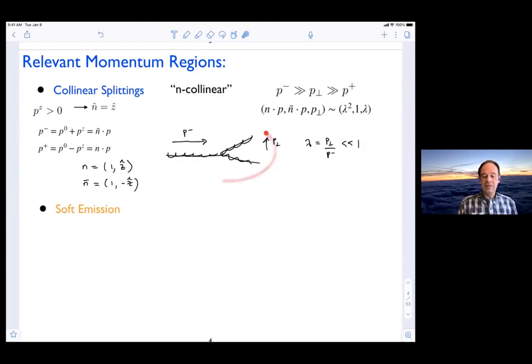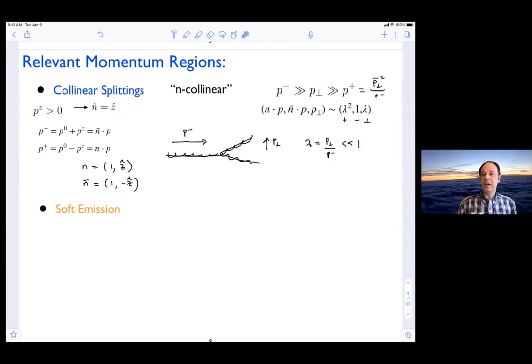So the scaling of the degrees of freedom here, which are called n-collinear, can be characterized by how the momenta scale. It turns out that we have the minus much bigger than the perp, as I said. And then on shell, the plus momentum is equal to the perp momentum squared divided by the minus momentum. So it's, again, much smaller than the perp momentum. It's of order p perp squared, which is lambda squared. So we have, in the end, plus, minus, and perp, which have this hierarchy of lambda squared, 1, and lambda. And sometimes we just refer to that lambda squared, 1, lambda as the scaling of an n-collinear particle.